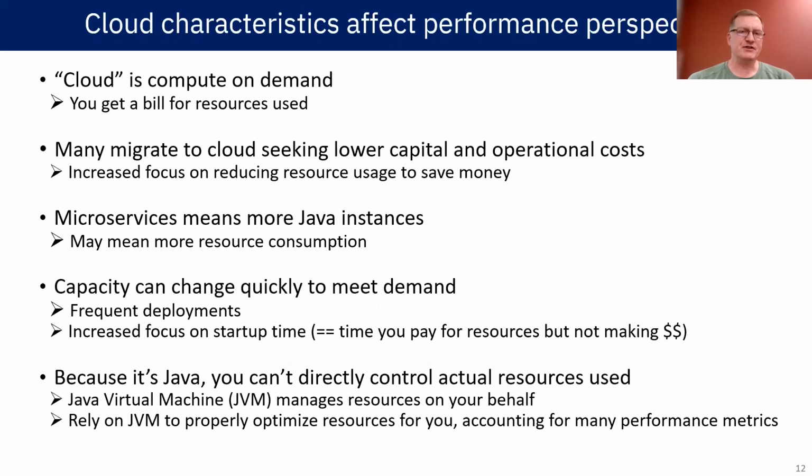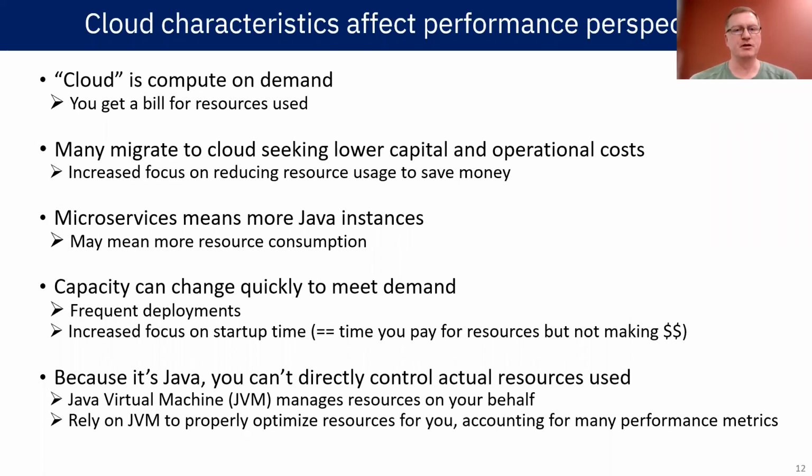The reality is that the characteristics of the cloud, the way people use it and what people expect from it, really need to be factored into the performance perspective you have when you're designing a JVM to run Java workloads. The first thing, as everyone already knows, is that cloud is compute on demand. You get a bill for the resources that you use. It's front and center. And so the more resources that you use, the higher your bill is going to be.